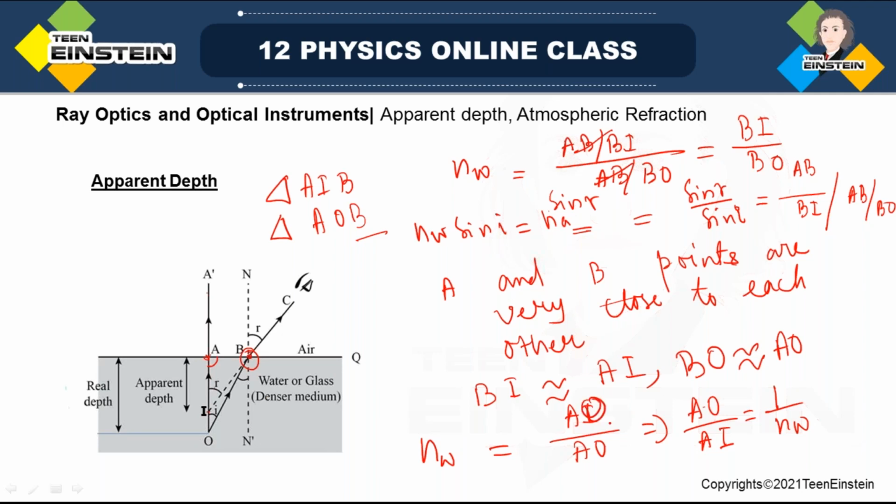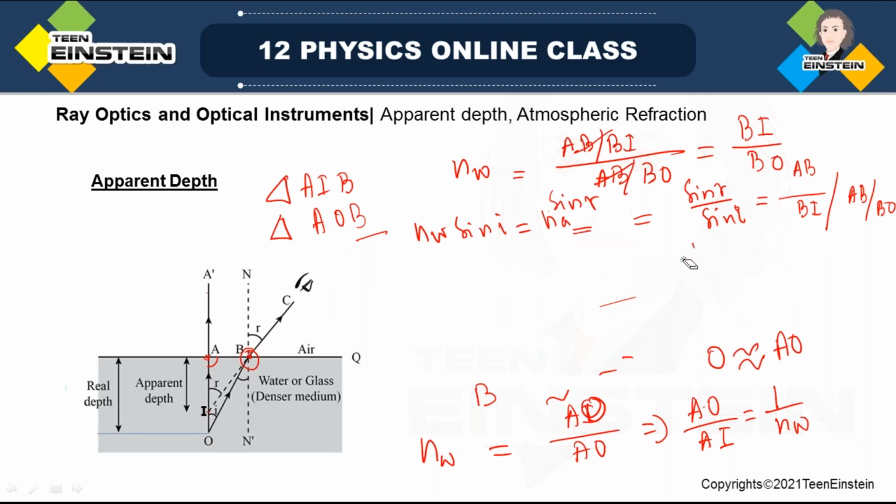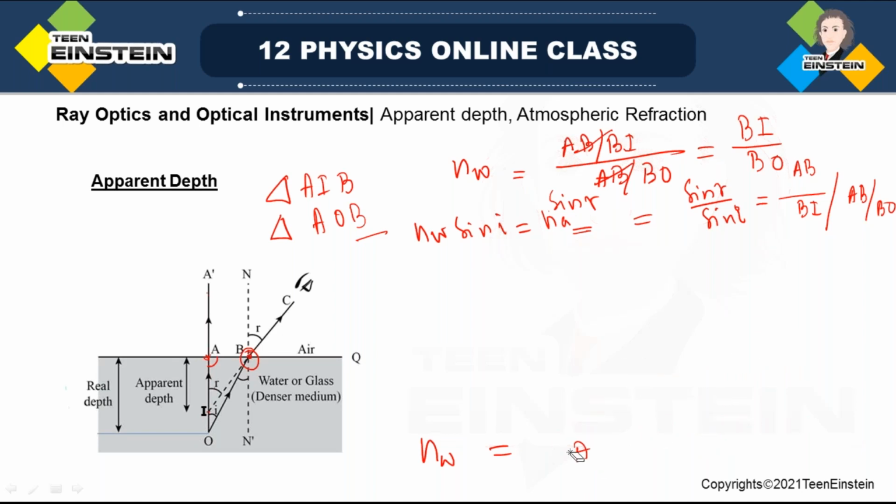Okay, I'll just clean it. There was a mistake in the calculation. I'll just repeat this thing from here, because actual depth over the apparent depth will give you the refractive index. Just a minute. There was a simple mistake over here. Just let us see here. NW means sin R over sin I.